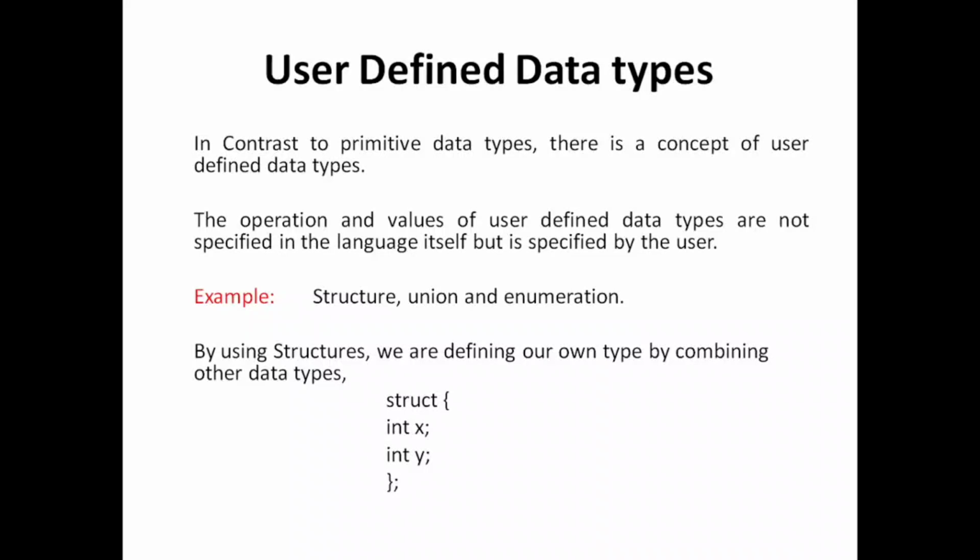For example, we have a structure. A structure is a user-defined data type, along with union and enumeration. By using a structure, we are defining our own new type by combining other data types. Like I have made this structure with int x and int y. These two variables are combined with each other. So this is a structure data type. What we did is user-define this data type, so it is called a user-defined data type.